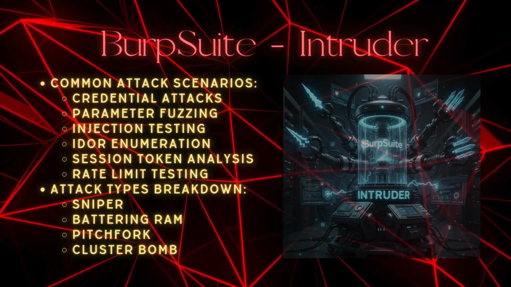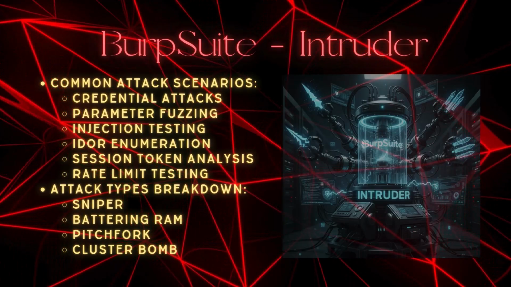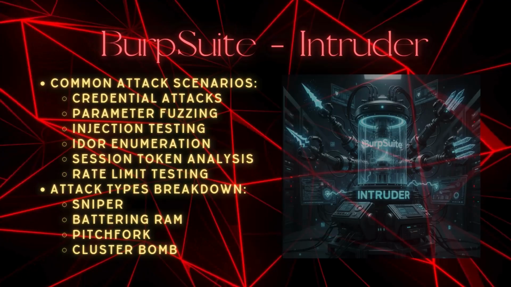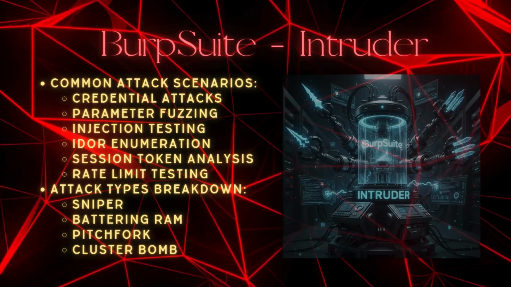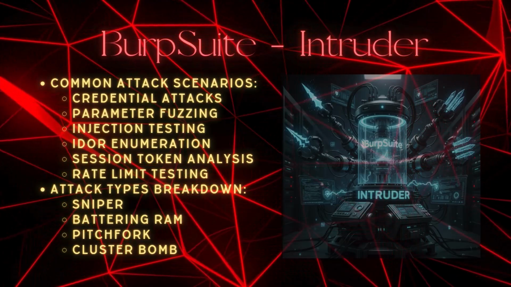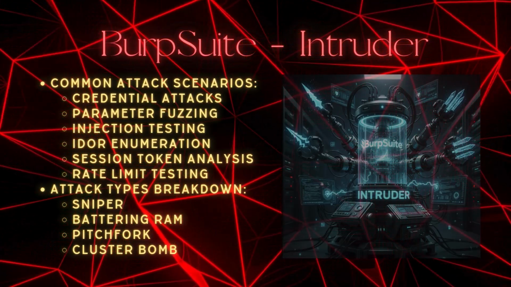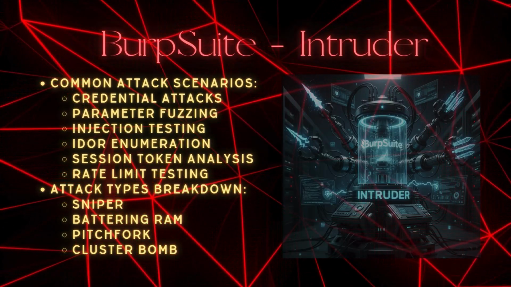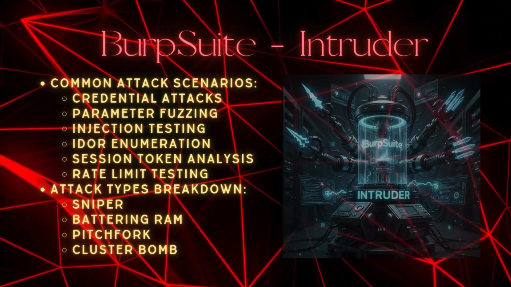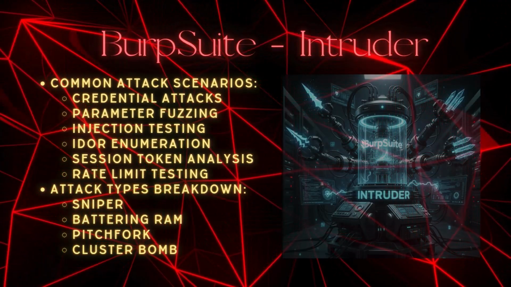Number 3, Pitchfork. Multiple positions, multiple payload lists. Each position gets its own payload list and they iterate in parallel. First entry from list 1 with first entry from list 2, etc. Great for testing paired data like username and password combinations. Number 4, Cluster Bomb. Multiple positions, multiple payload lists. Test every possible combination of payloads across all positions. Generates the most requests but provides comprehensive coverage.